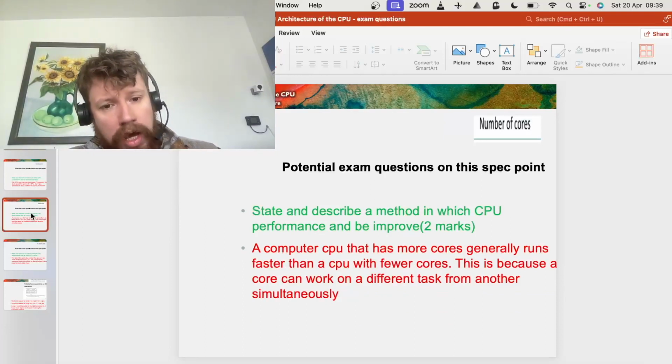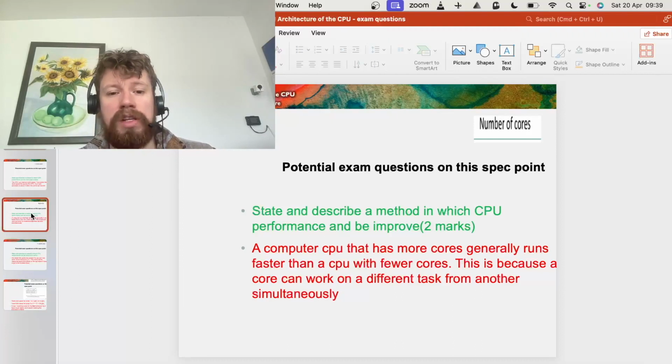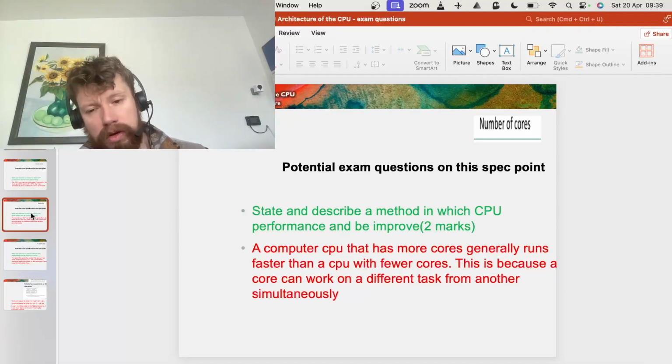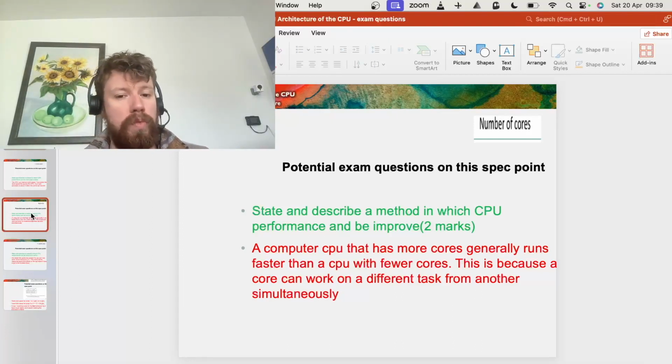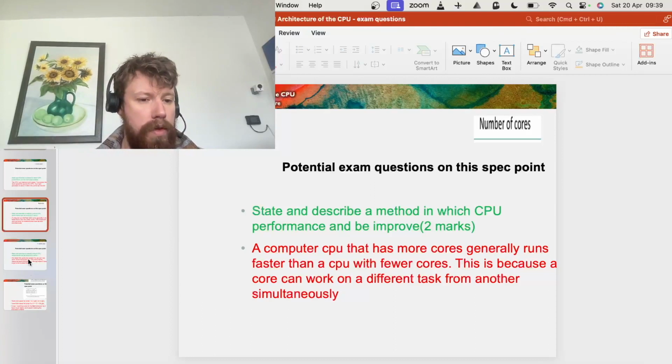Number of cores. A computer CPU that has more cores generally runs faster than a CPU with fewer cores. This is because a core can work on a different task from another simultaneously. They can all do different jobs from each other.